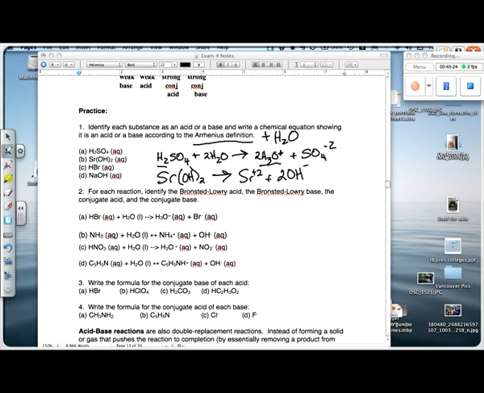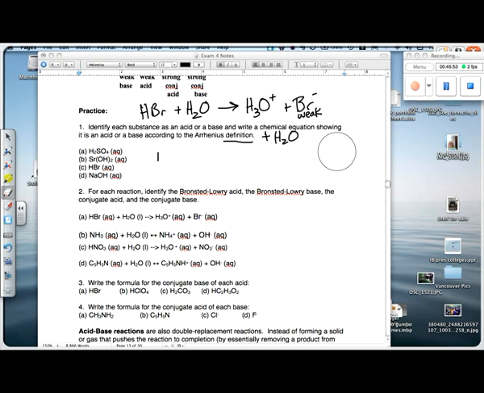C, HBr, I'm going to do it up above here. HBr in water. The hydrogen, this is a strong acid, is donated to the water molecule, and you are left with bromine. So strong acid, weak conjugate base, okay? So everything here, A, B, and C, is strong, and sodium hydroxide, our last one, a strong base, is also strong. So sodium hydroxide, dissolved in water, produces lots more OH minuses.